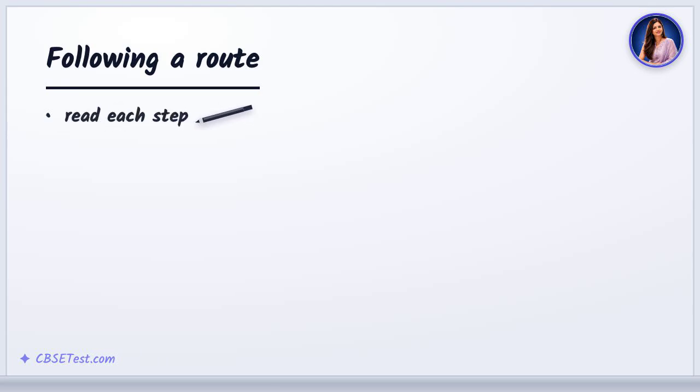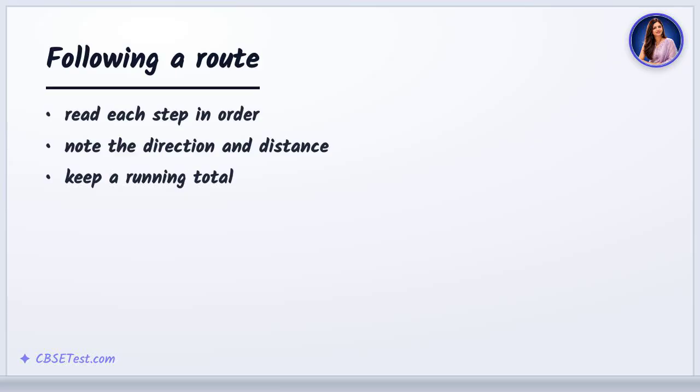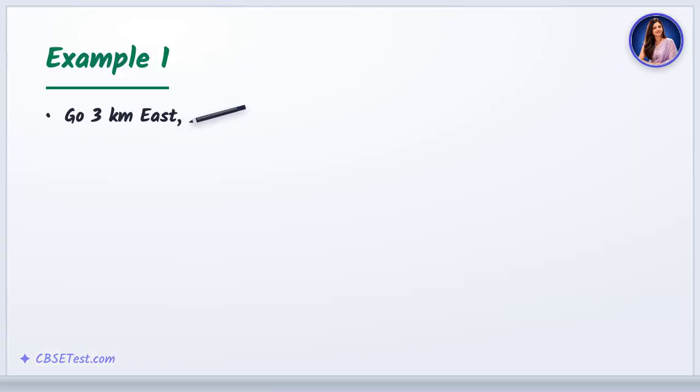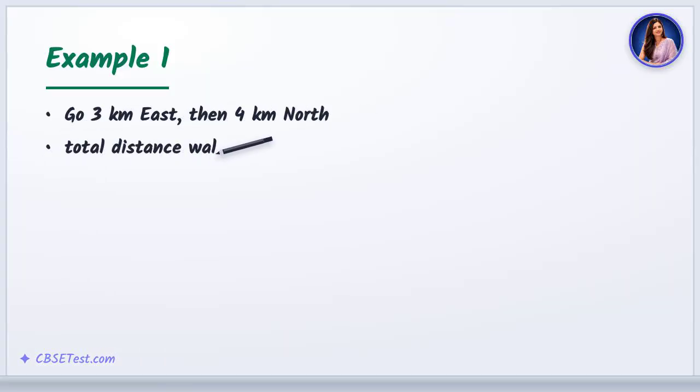To follow a route, take each instruction in turn, its direction and how far, and keep a running total of the distance traveled. If you walk 3 kilometers east and then 4 kilometers north, the total distance you walk is 3 plus 4, 7 kilometers.